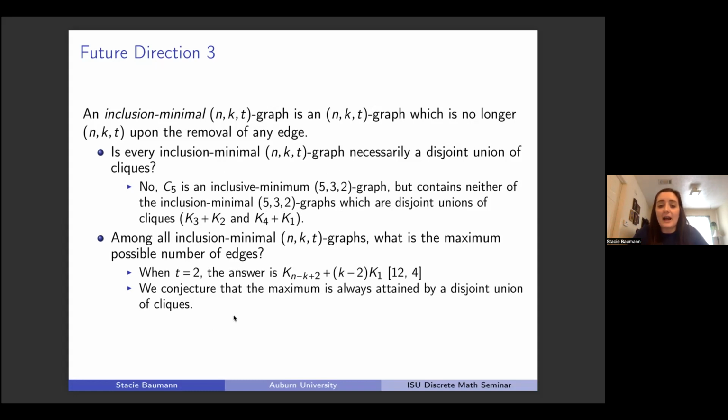So a question could be to ask, among all inclusive minimum NKT graphs, what's the maximum number of possible edges? When t equals 2, this is done, but we conjecture that maybe this maximum is still achieved by the disjoint union of cliques. So not all inclusive minimum NKT graphs are disjoint unions of cliques, but maybe the ones with the maximum number of edges are.